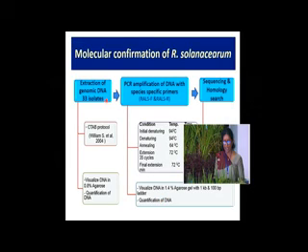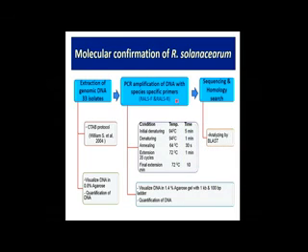Then we did molecular confirmation of Ralstonia solanacearum: extraction of genomic DNA from 33 isolates, and PCR. PCR products were sent for sequencing to the Biotechnology Department of the Science Faculty, followed by homology search.